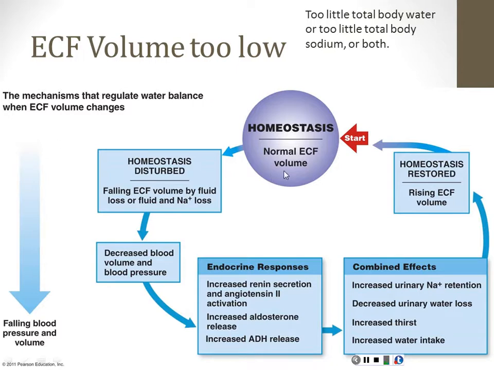All right, so we have this case. So what happens? All right, so normal extracellular fluid volume, and we have a falling volume, which is going to result in falling blood pressure, either because of fluid losses or fluid and sodium losses. So we get a decrease in blood volume and blood pressure. The kidneys sense that, right, because they need blood pressure to generate glomerular filtration. So when glomerular filtration drops, they secrete renin. Renin triggers the production of angiotensin II. Eventually, a decrease in blood volume and blood pressure trigger aldosterone to be released and ADH to be released.